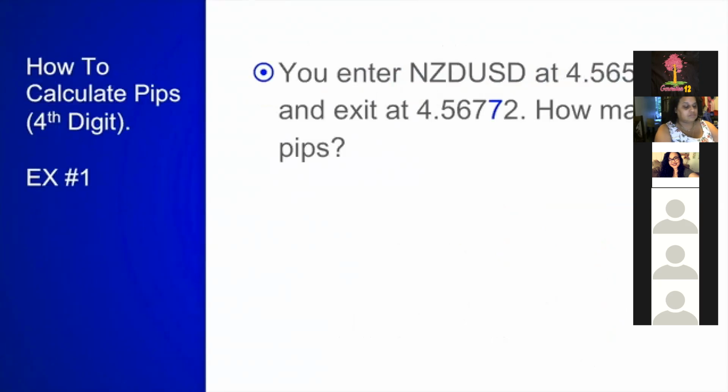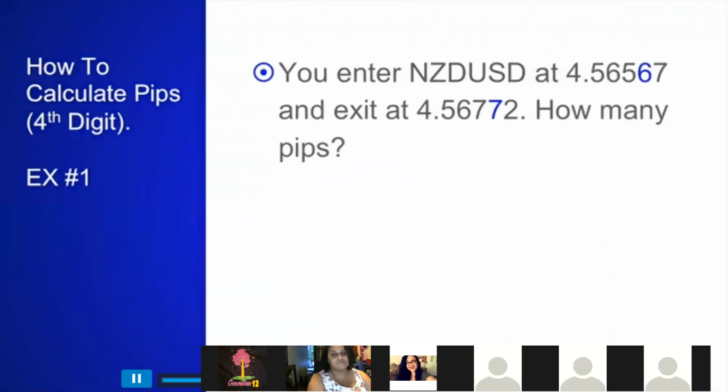How do you actually calculate them? Remember, the pip is the 4th digit. So here's an example. Here's a scenario. You enter. All right, so let's do this one. Now that she has these numbers out a little bit different, let's do this problem.